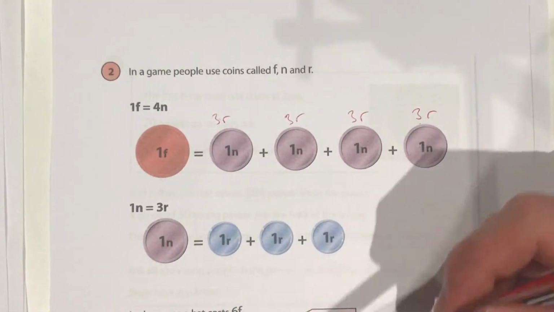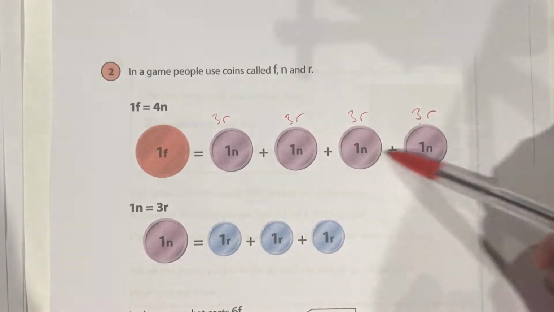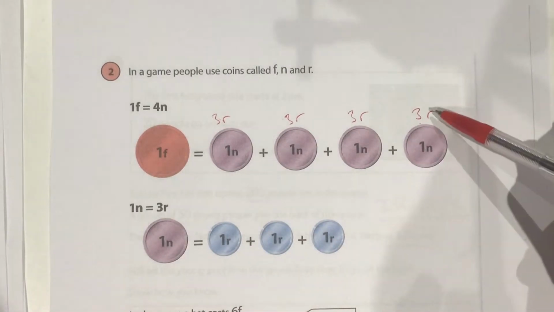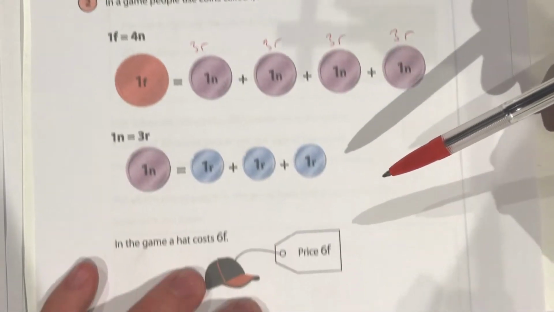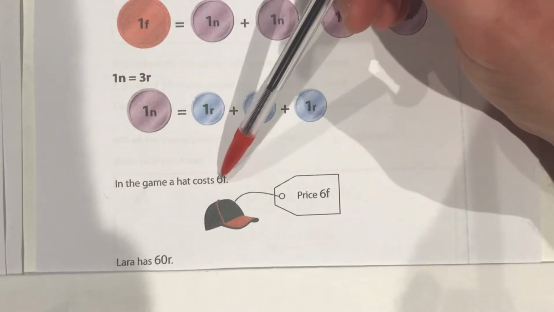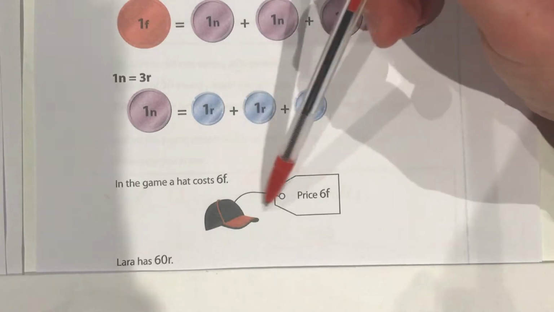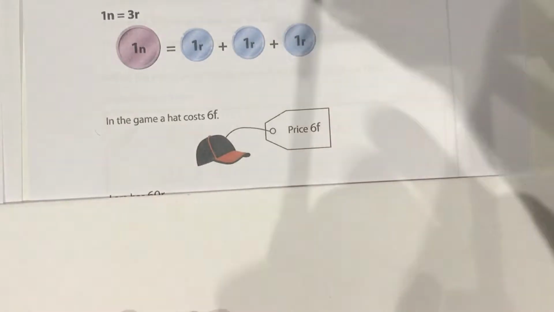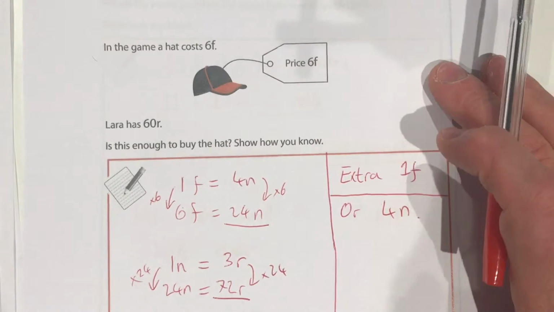Okay, so before I go on and have a look at the hat, I just want to try and get my head around this. 1F is the same as 4N. But 1N is the same as 3Rs. So that's why I've written 3R, 3R, 3R, 3R, because they're all exactly the same thing. Now, when you are comparing the cost of the hat, you can either change this F all the way to Rs or vice versa with the 60R. So it's entirely up to you which method you've done, and I've covered all of them. So let's have a look.